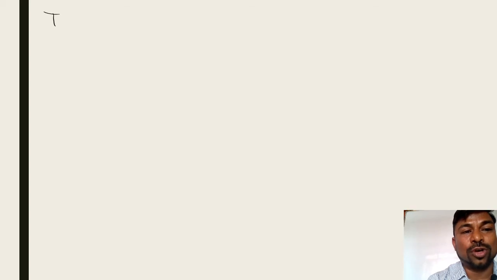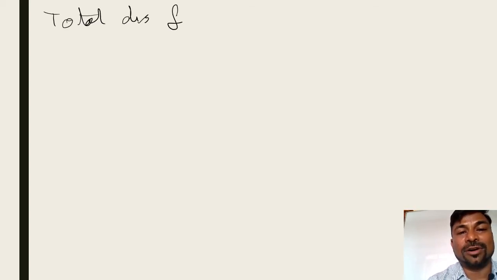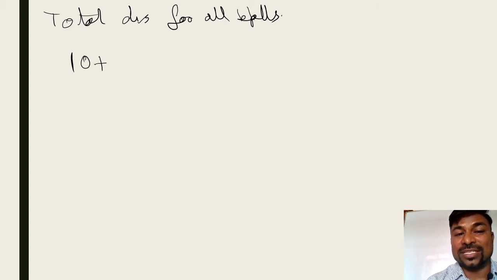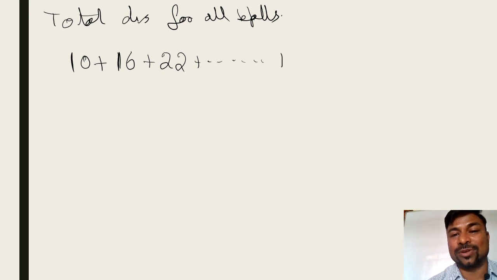Now the total distances for all balls, right? We are going for all the balls now. So check it out. What is the total distance? The distance for the first ball is 10. Now for the second ball, it's nothing but 16. And the next ball is 22. And at the last, we got 64. Right. What kind of series are you able to find here?